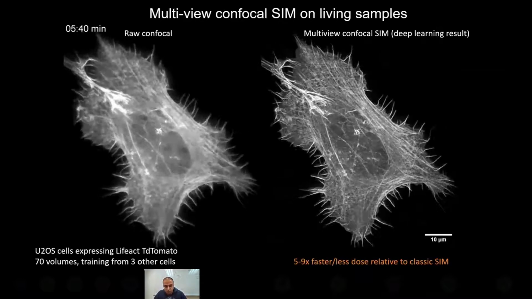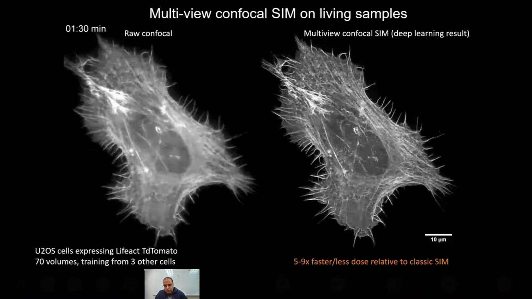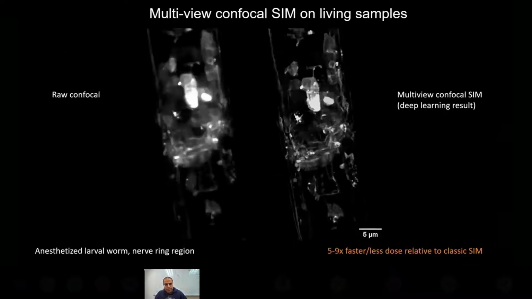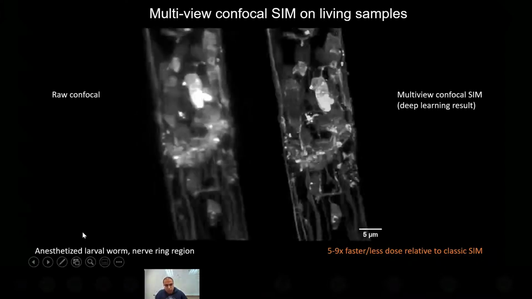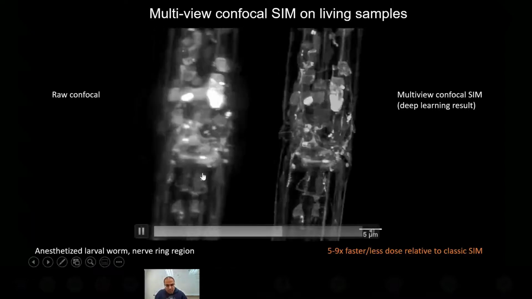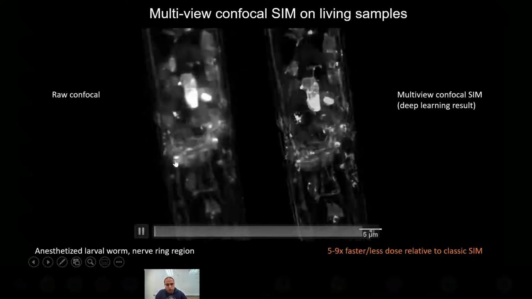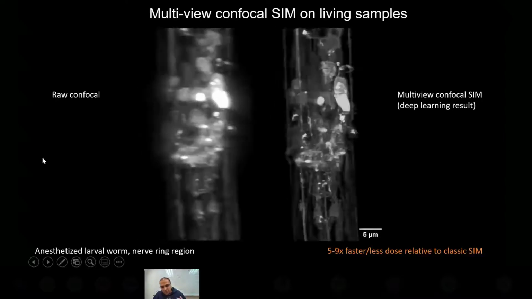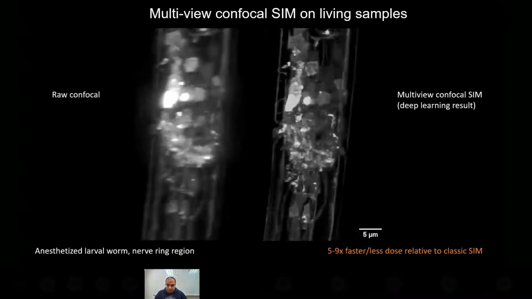Because we're doing this on a confocal architecture, we can do this SIM prediction not just in single cells, but on thicker tissue-level specimens. So just to show one example here, if we look at GFP targeted to neurons in the nerve ring region of this anesthetized larval worm, again, if you look at the confocal microscopy input, you can see some structure, you can identify the nerve ring, the brain of the animal, you can see the nerve cords, but you can clean that up a lot and super-resolve the output using this deep learning result.